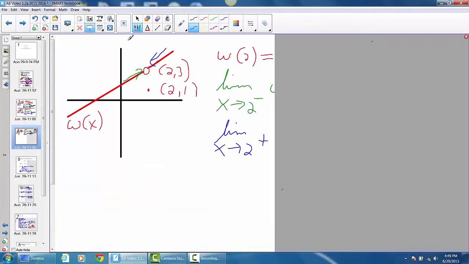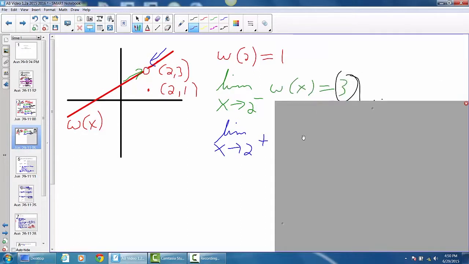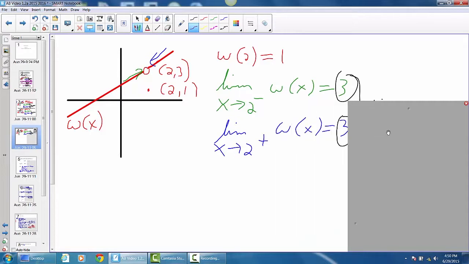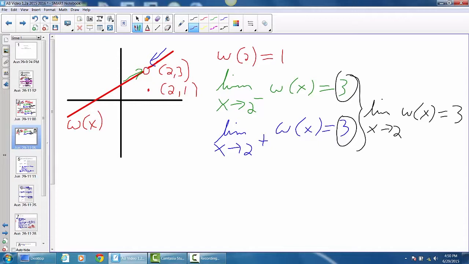Okay, so here's another example. So here's a graph. It's a piecewise function. There is an empty dot there, but there is a filled-in dot right here at (2, 1). So w of 2 does exist. It's equal to 1. The limit as x approaches 2 from the left, as you can see, is approaching a height of 3. The limit as x approaches 2 from the right is also approaching a height of 3, and therefore the two-sided limit is 3.